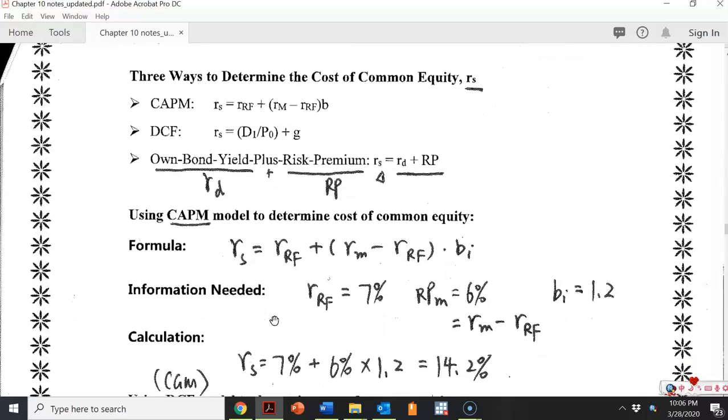All right, there are 3 ways to determine the cost of common equity. For this question, we can use CAPM because we know beta, market risk premium, and risk-free rate. We can also use the discounted cash flow or discounted dividend model, and the constant growth version: RS equals D1 over P0 plus g. We can also use the own-bond-yield-plus-risk-premium approach: use the cost of debt plus the risk premium, so we get the cost of common equity.